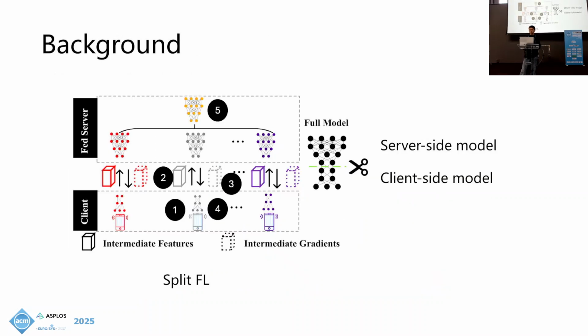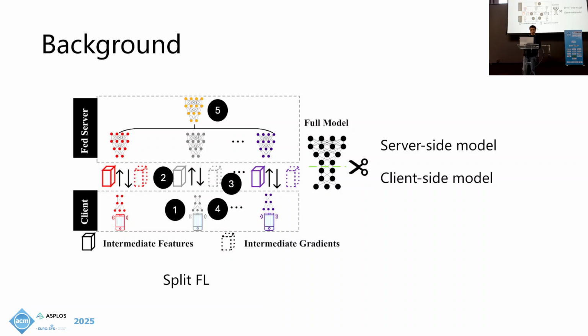The first step is that the client trains the client-side model on their own datasets, and then transfers the intermediate features to the Fed server. After receiving the intermediate features, the Fed server trains the server-side model partition, one for each client, based on the intermediate features, and then transmits the intermediate gradients back to the client to update the client-side model partition. And finally, the Fed server aggregates the server-side model partitions to produce a global server-side model partition for the next training round.